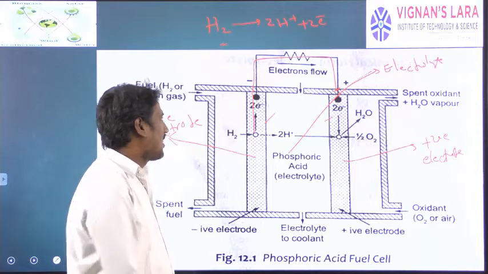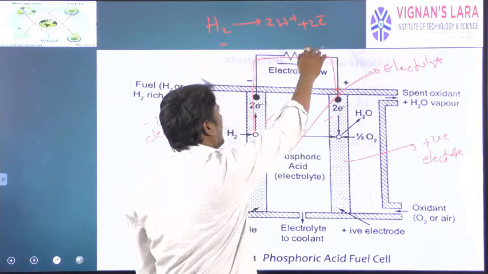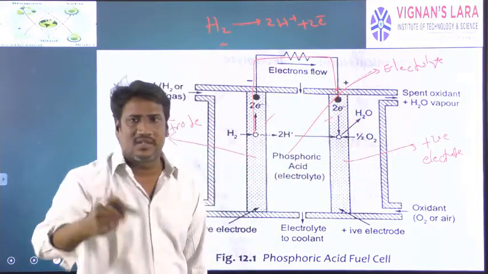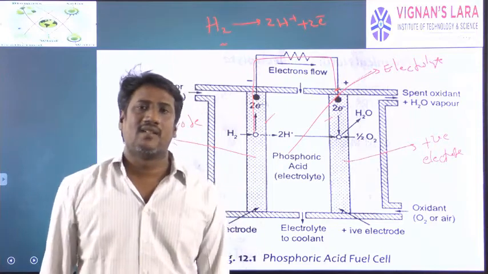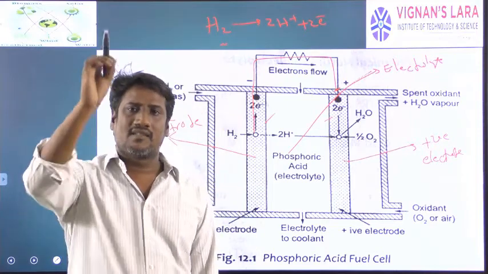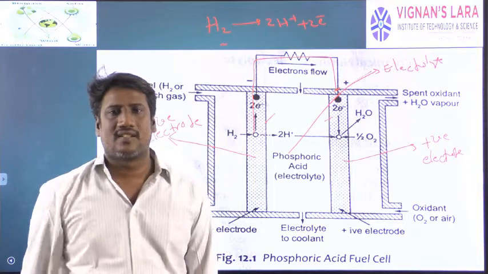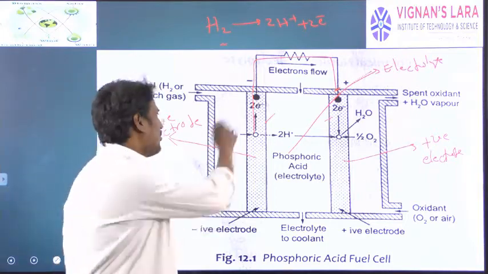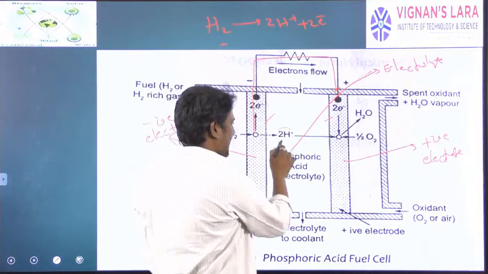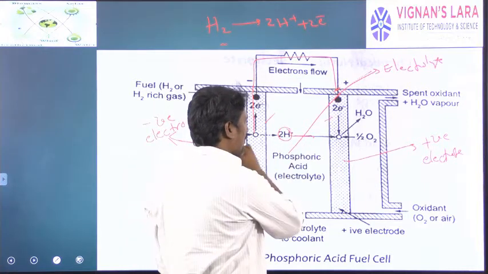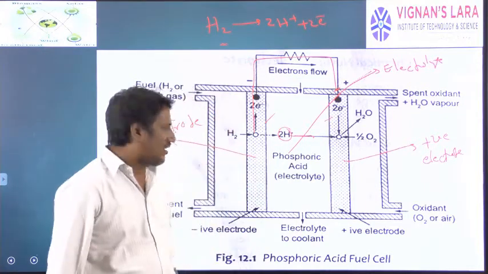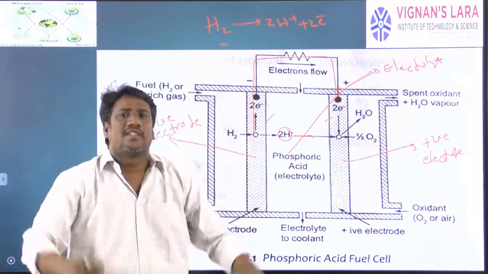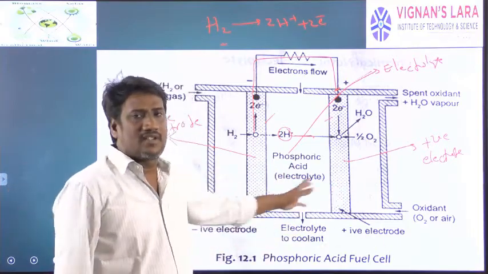Okay, anode side, because this is the positive electrode. Electrons will flow through the load, which means nothing but the current. Current will be generated because of the chemical reaction where hydrogen is converted into 2H+ and 2 electrons. The 2 electrons will move, and the 2H+ will flow through the electrolyte. If the electrolyte is not there, there is no medium to flow the positive ions to the other side.